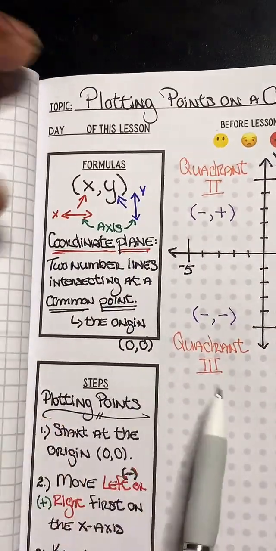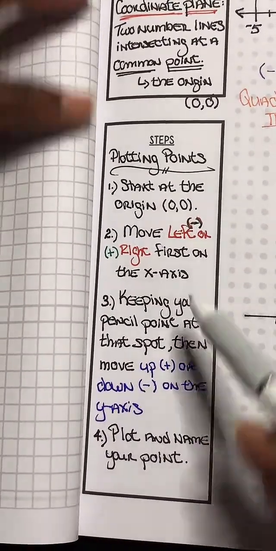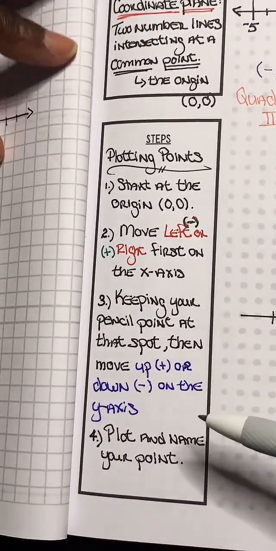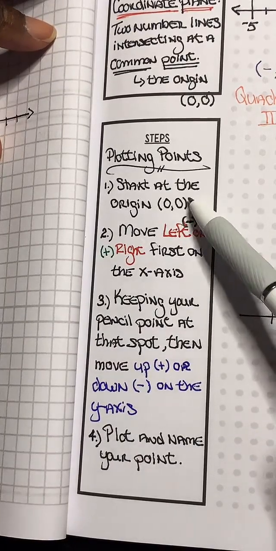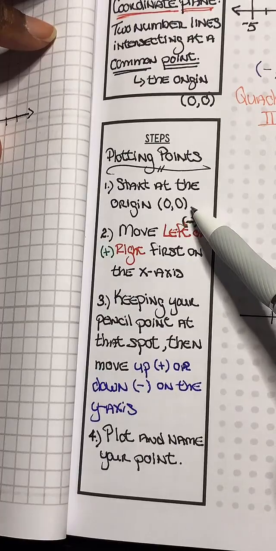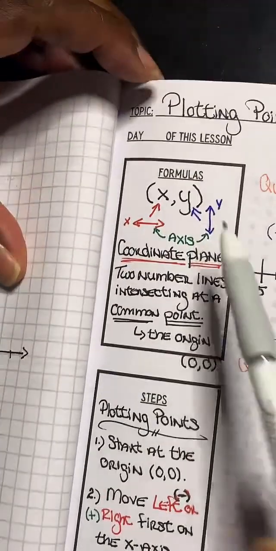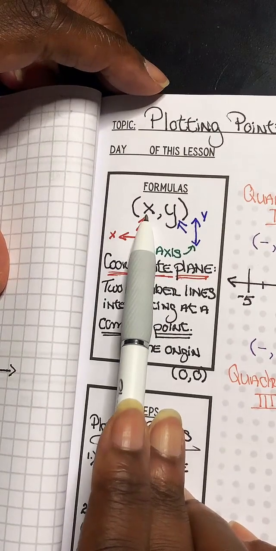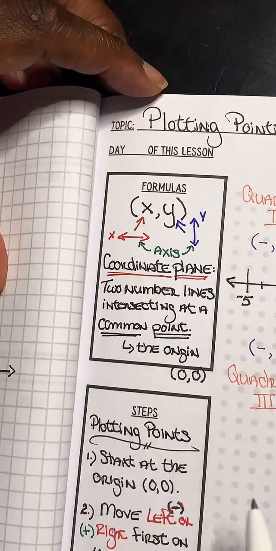So when you are trying to plot your points, you might want to take a look at these steps. Keeping it simple, nothing too strenuous. First, you should always start by putting your pencil point at 0, 0, at the origin. Then you're going to take a look at your x-axis, your x's. Remember, your x comes first, then your y. Think of the alphabet. X, then y.